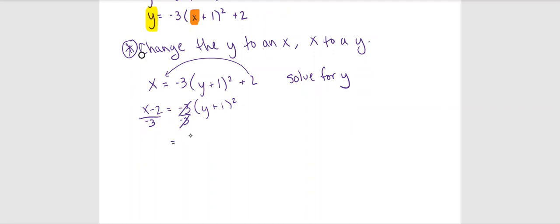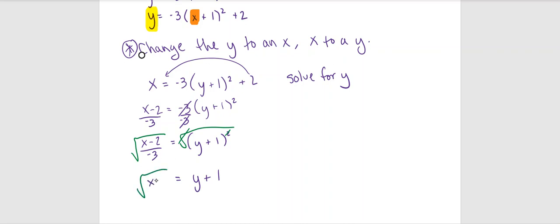All right, and now we have y plus 1 all squared is equal to x minus 2 all divided by negative 3. Now, in order to get rid of the square, we have to take the square root of both sides. Then this square and this square root will cancel out. So we'll be left with y plus 1 on this side. And over here, we'll have the square root of x minus 2 all over negative 3.